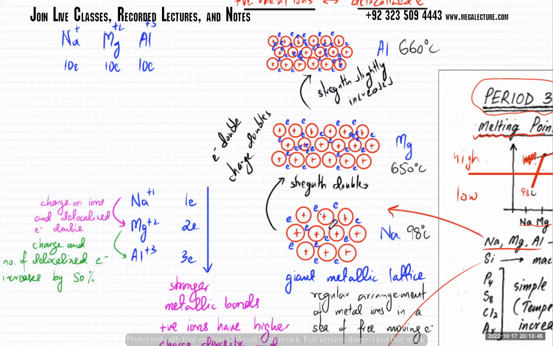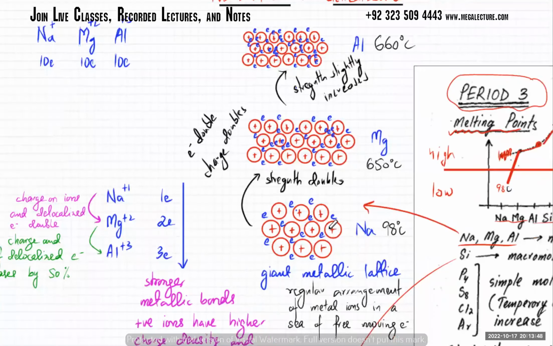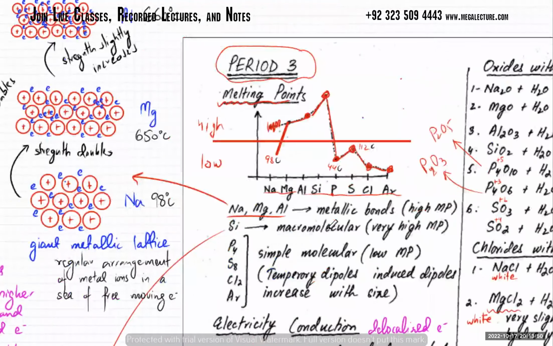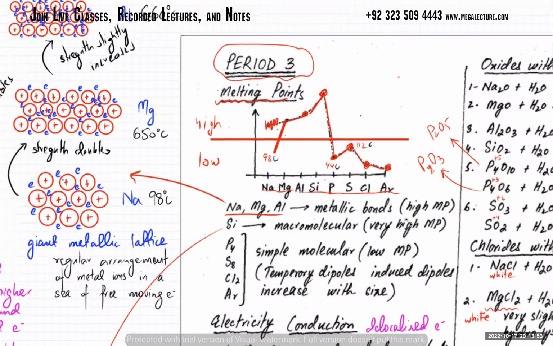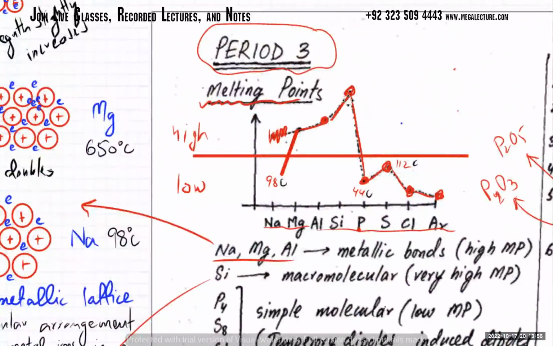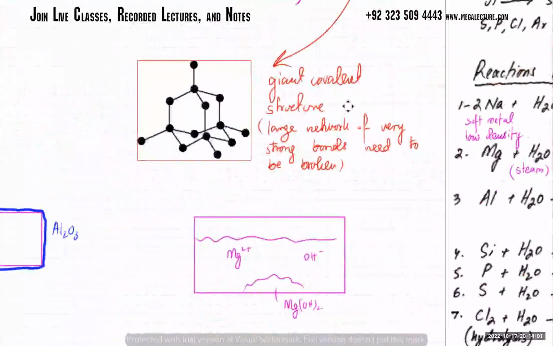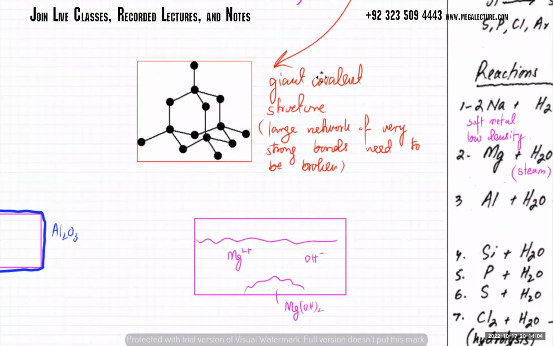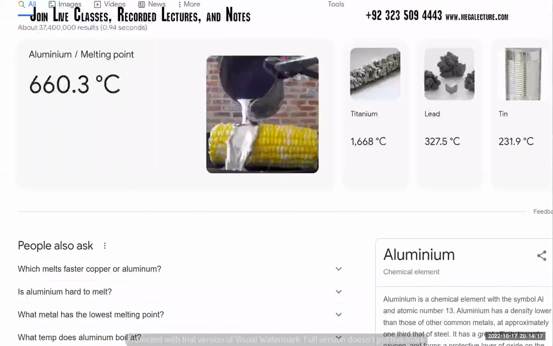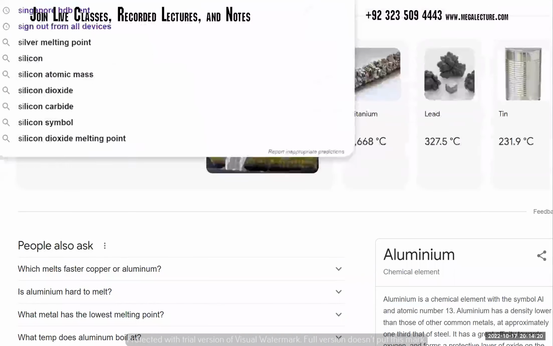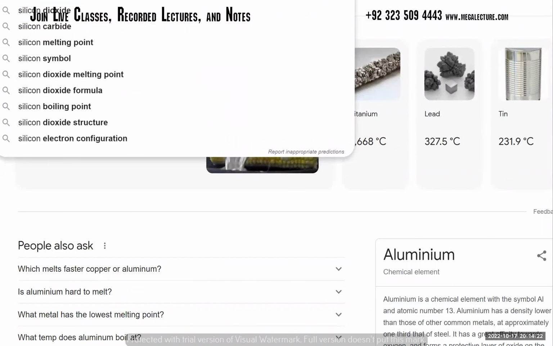So that's about sodium, magnesium, and aluminium. You'll be asked about explaining the melting points. Then you've got a very high one, which is silicon. Silicon's got a very high melting point. So what's the reason for that? The reason is that silicon has a giant covalent structure. It's got a large network of very strong covalent bonds, and they need to be broken. So a lot of energy is needed to do just that. Silicon's melting point is going to be extremely, extremely high. It's a structure that's very similar to diamond.